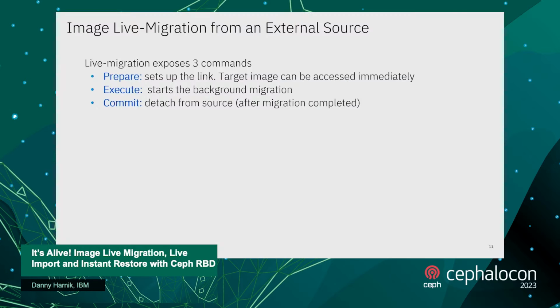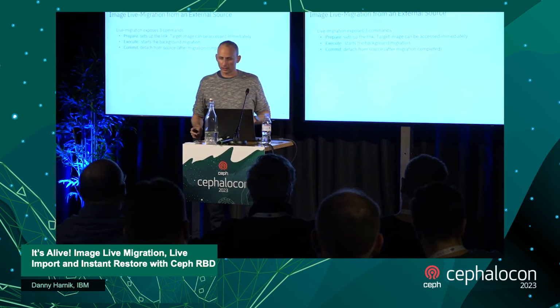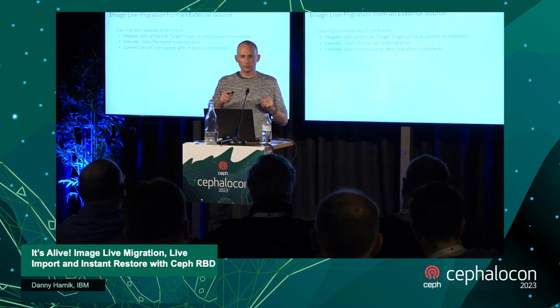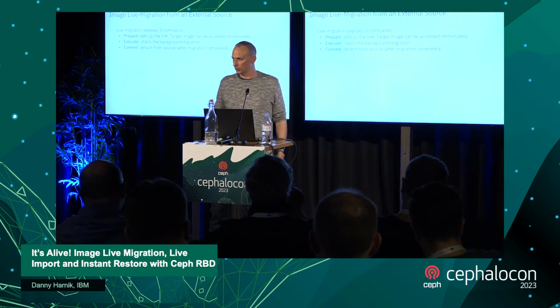So this is the basic image live migration from any source. It has 3 commands. One is prepare, which is basically setting up the link. Once you set up the link, you say prepare this volume in cluster A from that volume in cluster B. Immediately you can start running on this cluster. Of course, you need to point to a volume that is immutable. So it's a snapshot. It cannot be changed anymore.